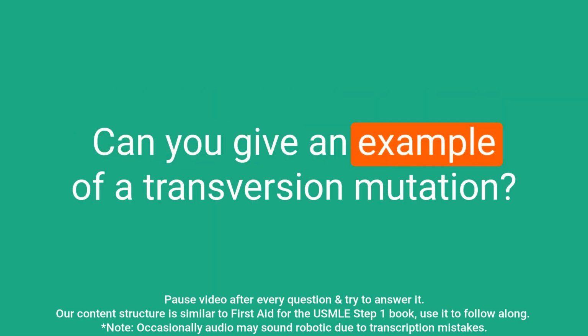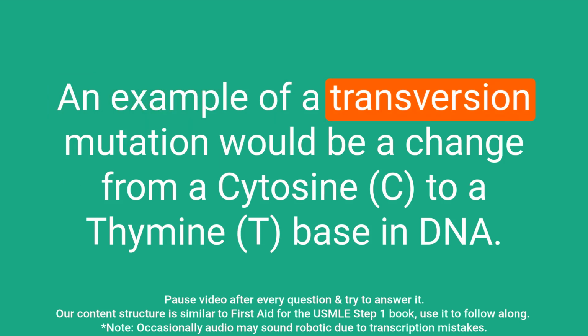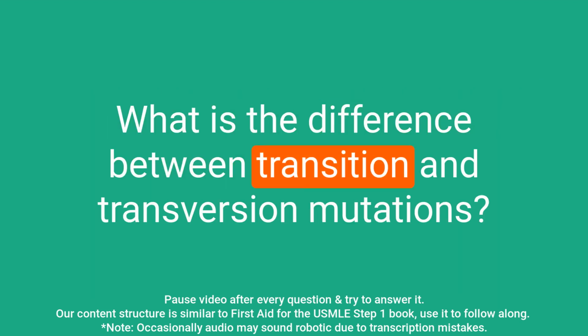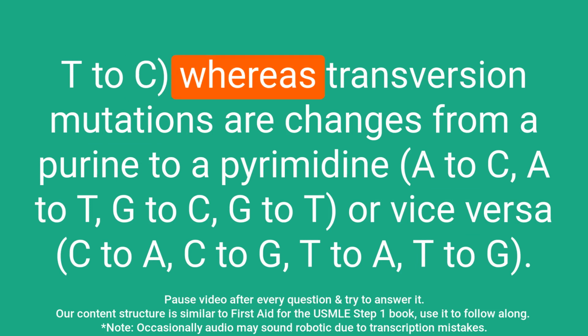Question: Can you give an example of a transversion mutation? Answer: An example of a transversion mutation would be a change from a cytosine to a thymine base in DNA. Question: What is the difference between transition and transversion mutations? Answer: Transition mutations are changes from a purine to another purine or from a pyrimidine to another pyrimidine, whereas transversion mutations are changes from a purine to a pyrimidine or vice versa.